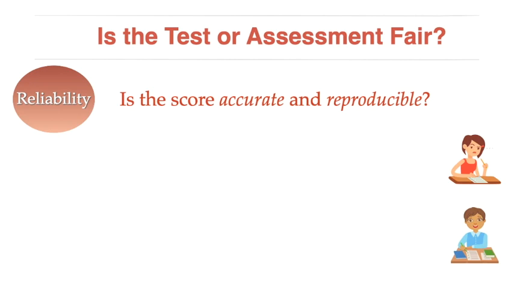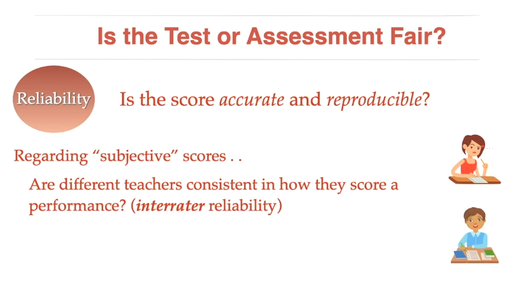For review, reliability, as you studied earlier, refers to whether the score is accurate and reproducible. Would the student get the same score if he or she took the test again? With subjective scores, in addition to how well the students perform on the assessment, we also need to ask two additional questions. Are different teachers consistent in how they score a performance? That is, do we have good inter-rater reliability?